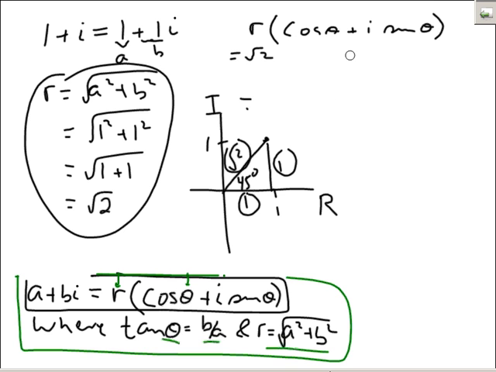We know the angle. It's 45 degrees, or pi over 4. So that's what we write. The square root of 2 times cosine of pi over 4 plus i times sine pi over 4, and the problem is done. Okay, let's try another one.